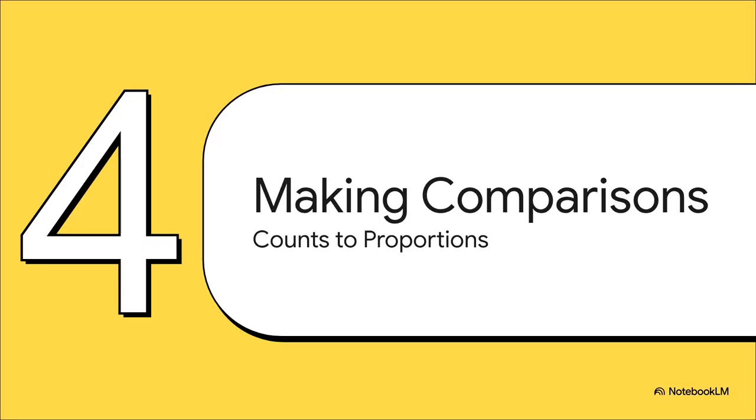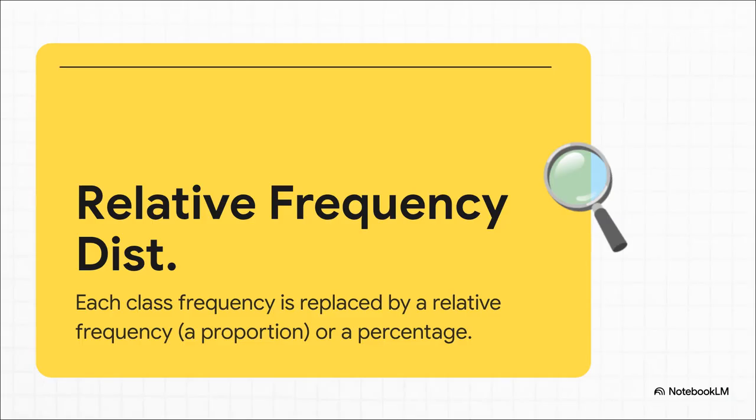Okay, so organizing one set of data is great, but the real power comes when you want to compare two totally different sets of data, like, say, commute times from two different cities. To do that, we use something called a relative frequency distribution. All this means is that we replace our raw counts with percentages. Now, why is that so important? Because it lets us make a fair apples-to-apples comparison even if our two groups are completely different sizes.